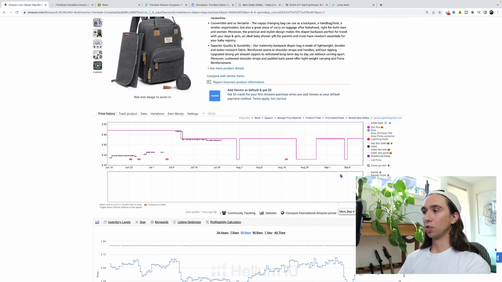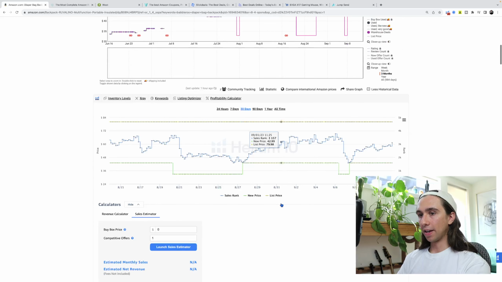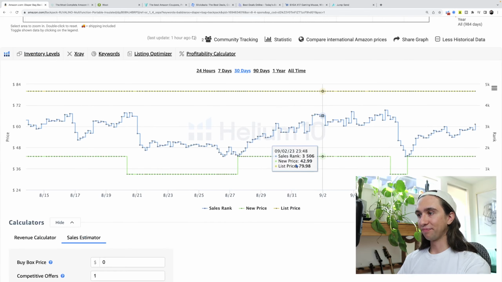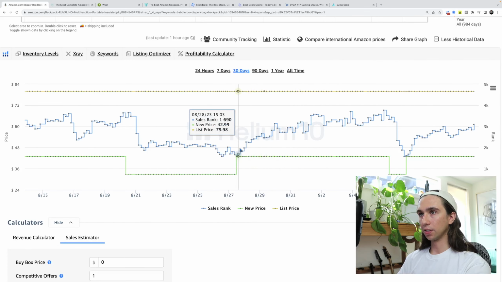By the way, there's a trick for doing that. You will have access to this graph right here if you download the software I mentioned, Helium 10, through the link in the description. We can see the new price. So this green line here, this is important. You want to look at the sales history of any product that you're considering selling.